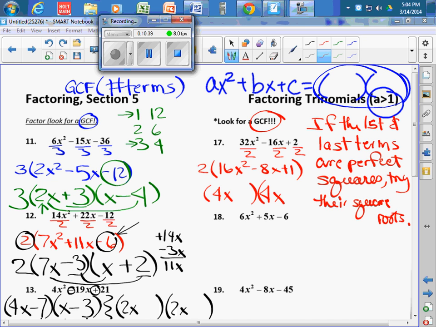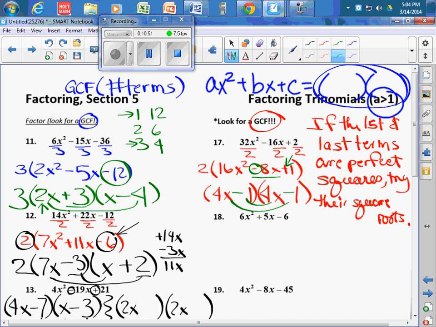And since 1 is a perfect square, let's try 1 and 1. Since both signs have to be the same, they both have to be minuses. Does negative 4x and negative 4x give me the negative 8x in the middle? Yes, it does. Don't forget to bring down the 2, and now you're done with that one.